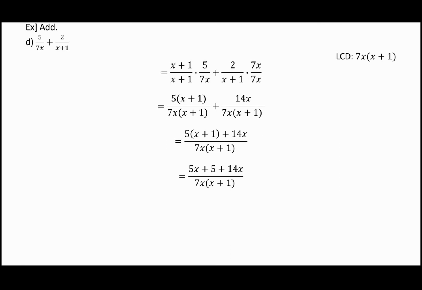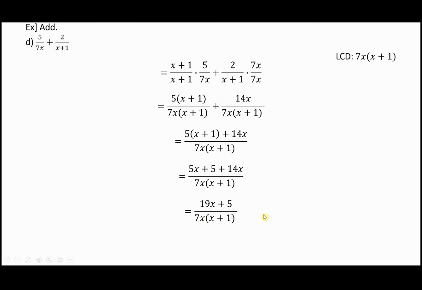Combine like terms. Simplify further if necessary. Can that numerator be factored? It cannot. 19x plus 5 has a trivial GCF of 1. So this is the extent of the work that we need to show. There's nothing else that you can do to simplify. So this 19x plus 5 all over 7x times the quantity x plus 1, that's your final answer.